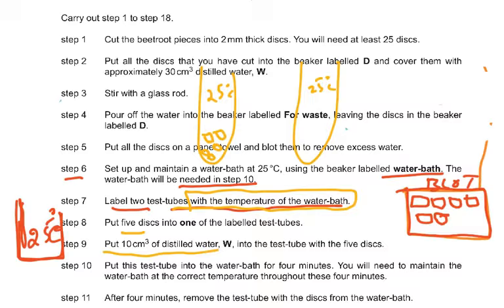Put 10 centimeters cubed of distilled water into the test tube with the 5 discs. So you put this here. Put this test tube into the water bath. Now you take this test tube and put it in the water bath here.